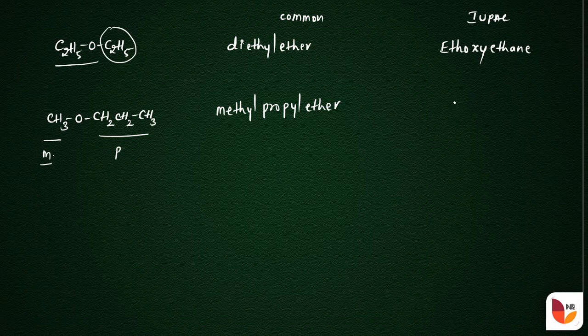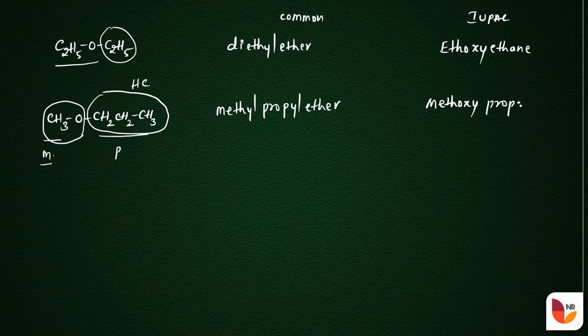According to the IUPAC system, the longest alkyl group part is chosen as the hydrocarbon, and the other part is called alkoxy. So it is methoxy, meth, eth, pro. So it is methoxy propane. The oxygen atom is attached to the first carbon atom, hence it is represented as 1-methoxy propane.